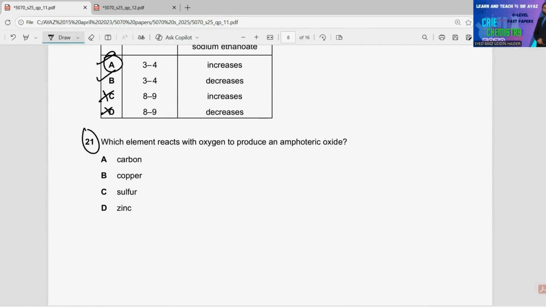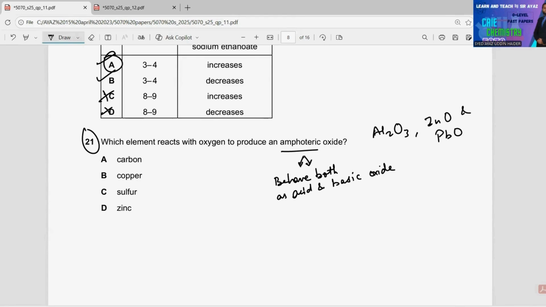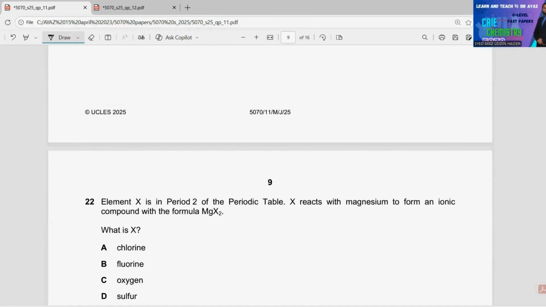Which element reacts with oxygen to produce an amphoteric oxide? What are amphoteric oxides? Amphoteric oxides behave both as acidic and basic oxide. So in our syllabus we have Al2O3, aluminum oxide, zinc oxide ZnO, and lead oxide PbO as amphoteric oxides. So obviously D must be the right answer in this case. No need to look in the details of this.